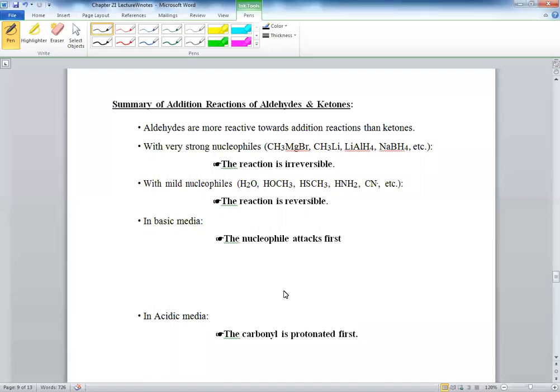So here's a summary of the addition reactions that we examined so far in chapter 20 and chapter 21, related, of course, to aldehydes and ketones. So we said aldehydes are more reactive toward addition reactions than ketones. Talked about this in chapter 21, if you recall. Chapter 20, I mean.